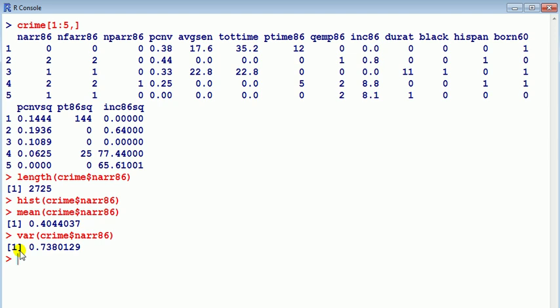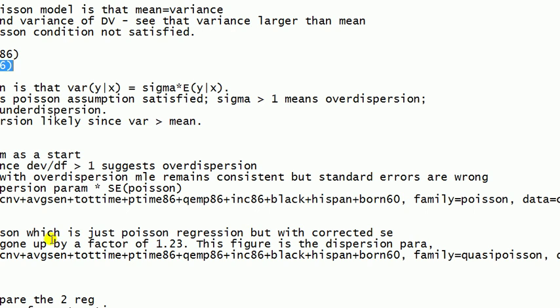What's the implication for estimation anyway? We're going to estimate the model by MLE, and the implication is this: if the Poisson condition is not satisfied, then MLE, the maximum likelihood estimator, is still consistent, but the standard errors are wrong. So what we have to do, if we have overdispersion or indeed underdispersion, is to use MLE but correct the standard errors.